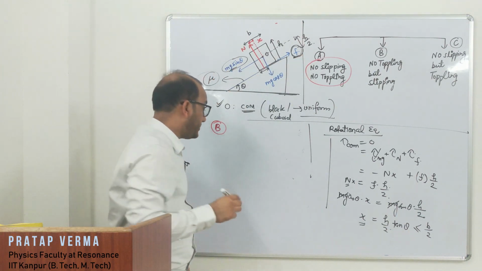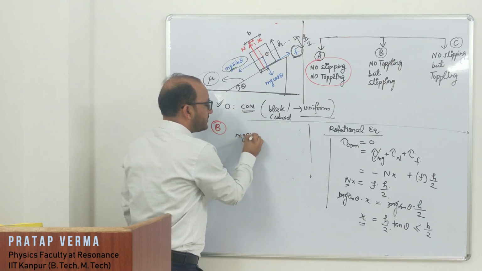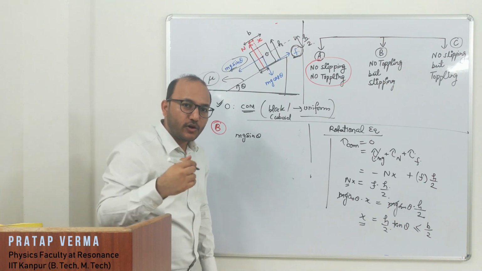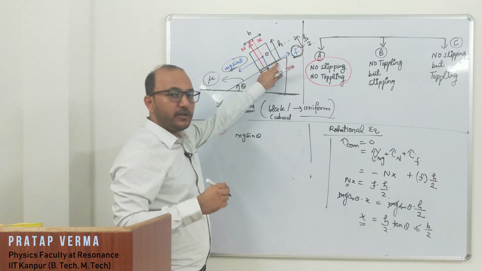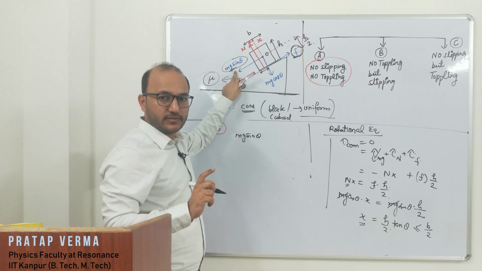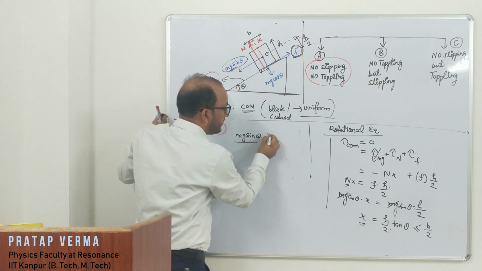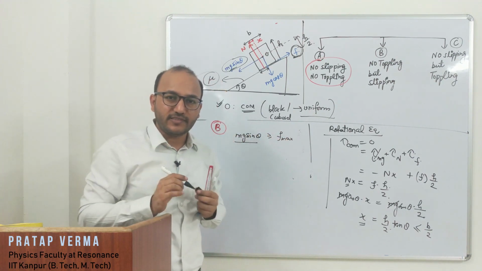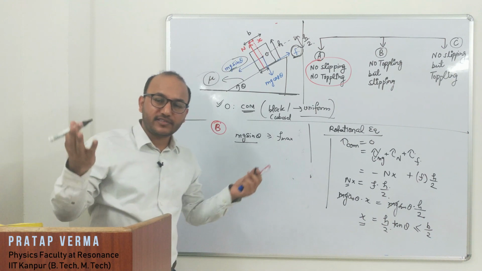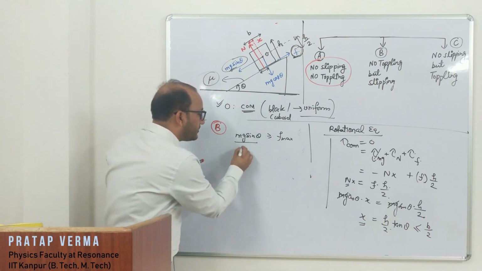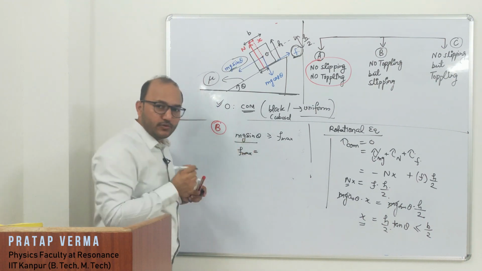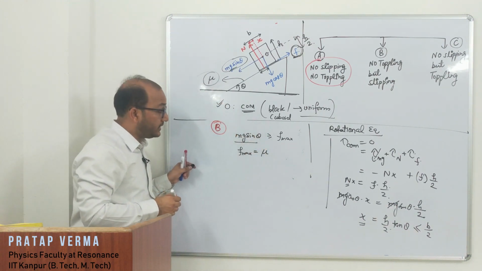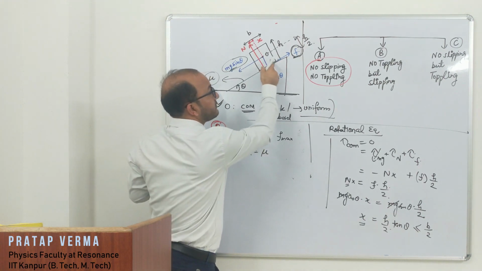In this case, mg sin theta, the component of weight in the downward direction, will not be balanced by friction. Friction will be insufficient to balance mg sin theta. In other words, mg sin theta will be greater than or equal to the maximum possible friction force between the two surfaces. We have studied so many times in friction that the maximum friction available between two surfaces is equal to the static coefficient of friction mu, times the normal contact force between the two surfaces.